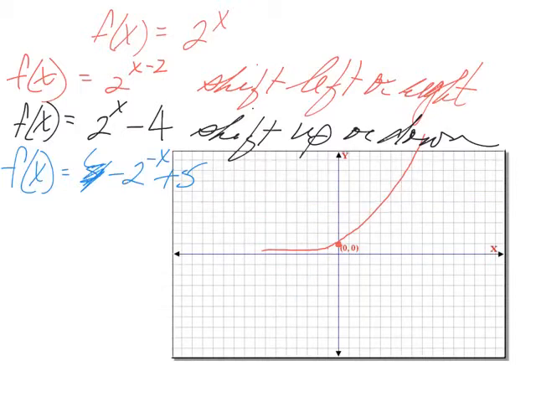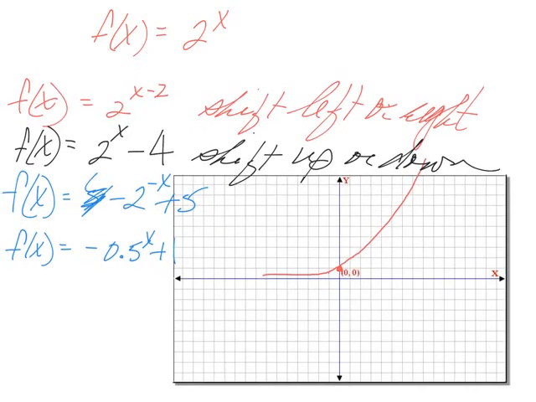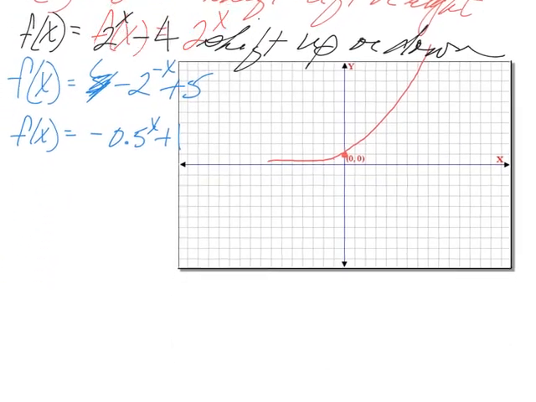If we had f of x equals negative 0.5 to the x plus 1. The thing that makes this one a little bit more difficult is that all these other ones I had up here looked like 2 to the x power. We just did things to the 2 to the x, but the 2 to the x stayed the same. Now this changed. So we're going to try to rewrite this so that it looks a little bit more like 2 to the x power.